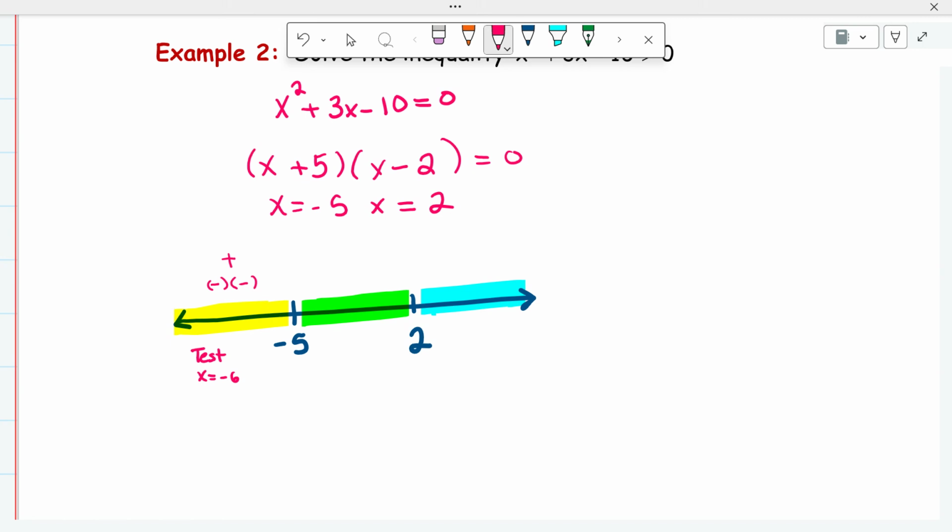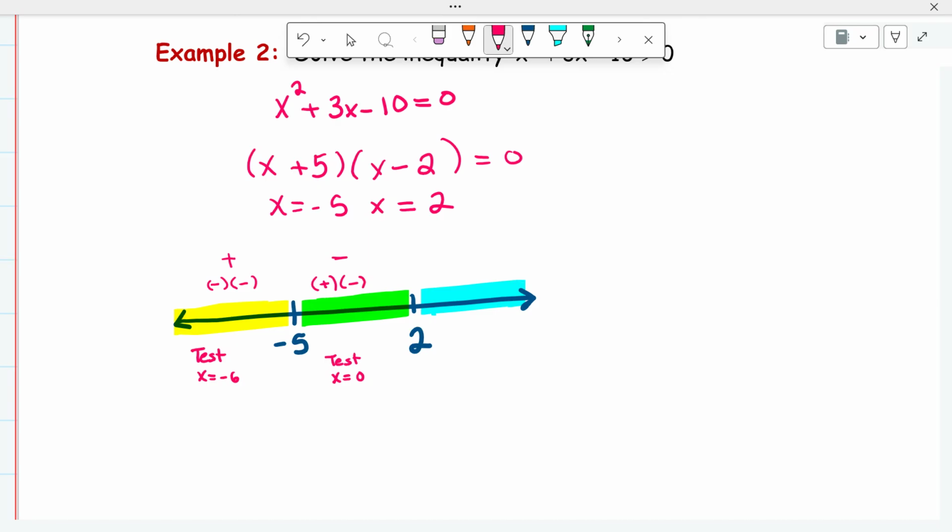Could you put the actual numbers in there if you wanted to? Yeah, it's just saving time. I don't actually care what the number equals, I just want to know if it's positive or negative. So pick a test between -5 and 2. Exactly. Anytime you can pick 0, I like 0. If you put 0 into the x plus 5, that's going to give me a positive number. If I put 0 into x minus 2, that's going to give me a negative number. So I know that in between -5 and 2, it's going to be negative, so that means less than 0. That is not a solution area.